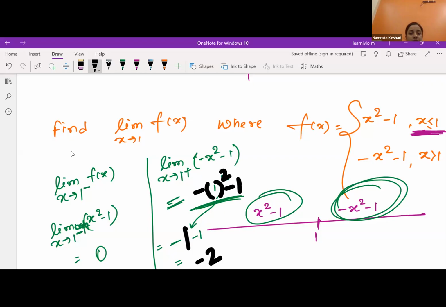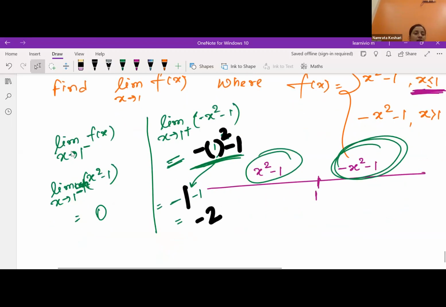Clearly we can see the left hand limit and the right hand limit are not the same. So we will declare that it is not possible to find the limit. Why? Because left hand limit and right hand limit are not the same. From both sides, the answer should be the same, then only we can declare the final answer. Okay, limit doesn't exist.